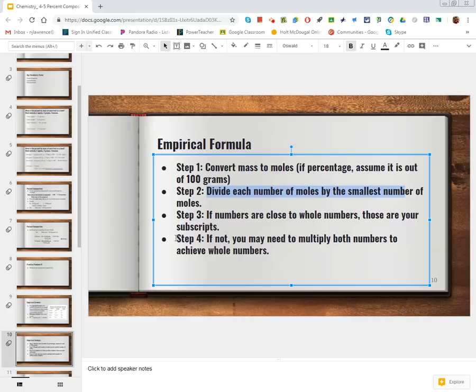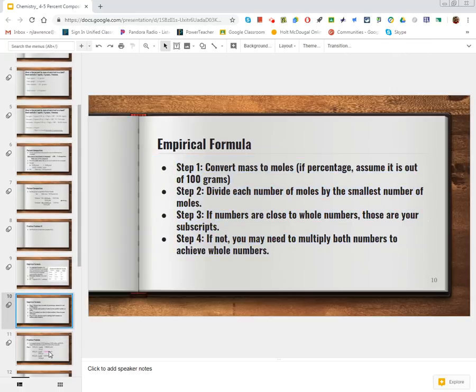Step 4 is not always necessary, but when we go to divide and it doesn't come out to anything close to a whole number, if it's too far away to round, we're going to have to do another mathematical hurdle. We're going to have to multiply, usually by 2 or 3, to get this to be a whole number. And again, I'll show you an example of that down below. It might be helpful to come and relook at these after I show you this first problem.